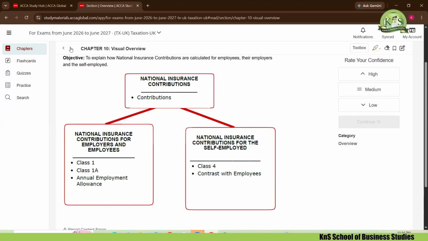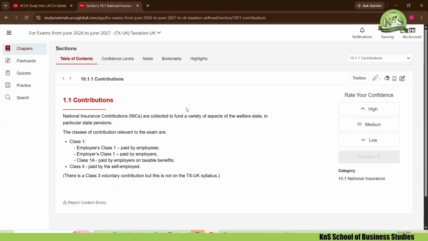Now let me come to the calculation part. Very simple. Employees class 1, who will pay? Employees will pay. Employers class 1, who will pay? Employer. Class 1A is paid by employers on the taxable benefits. Whose taxable benefits? This employee's. Class 4 will be paid by the self-employed only.